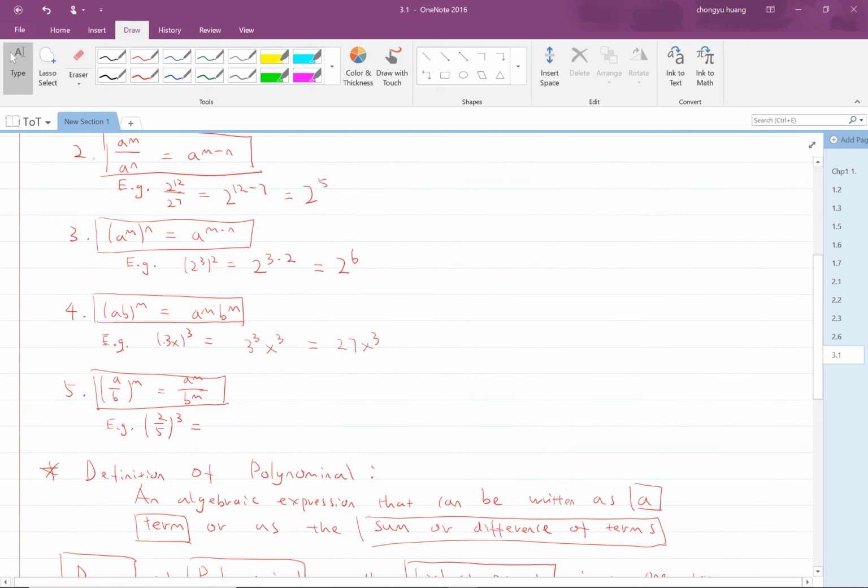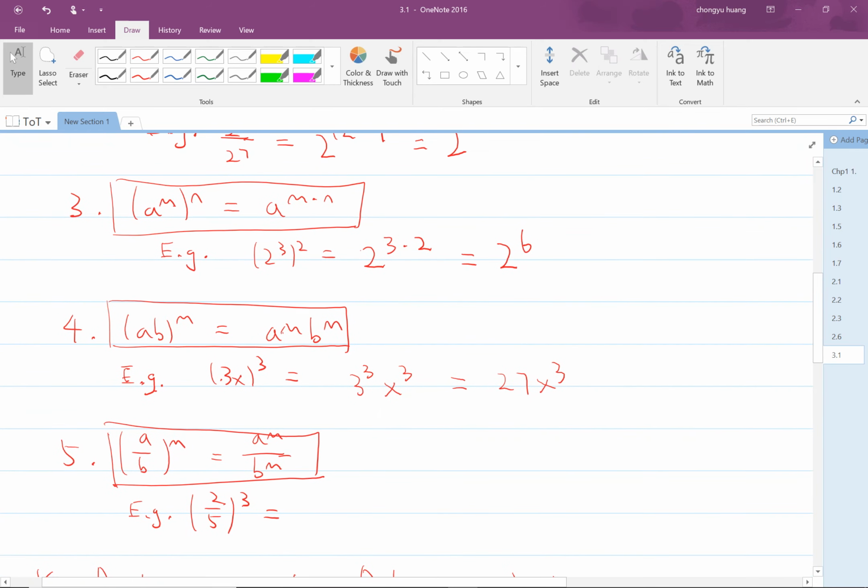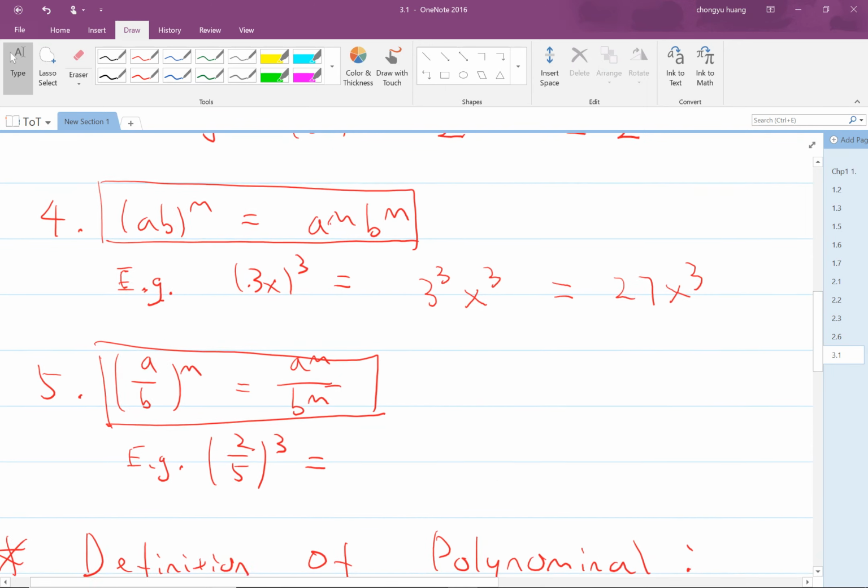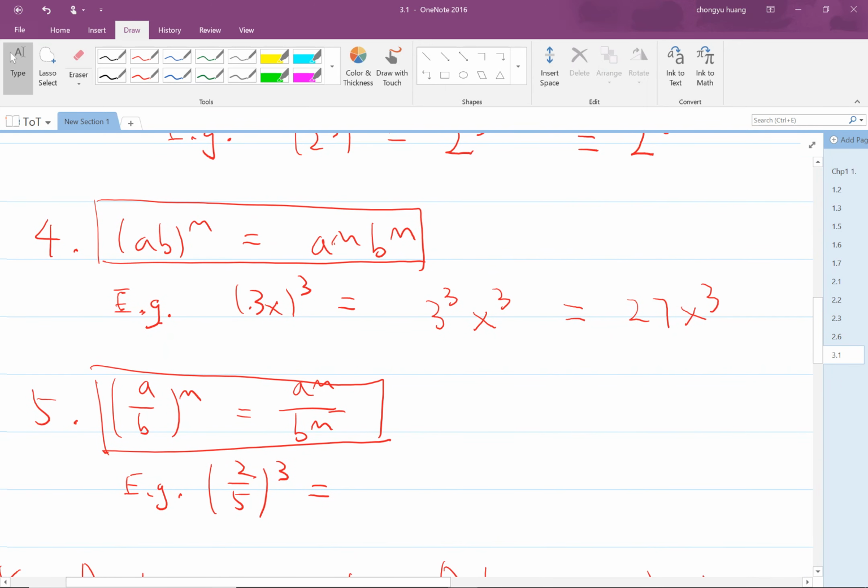Okay, let me zoom in a little bit to make things a little clearer. Let's do this in the detailed way. We got 2 to the power 3 and then 5 to the power 3. 2 to the power 3, if everyone remembers, is 8, and 5 to the power 3 is just equal to 125. So it is going to be 8 over 125.